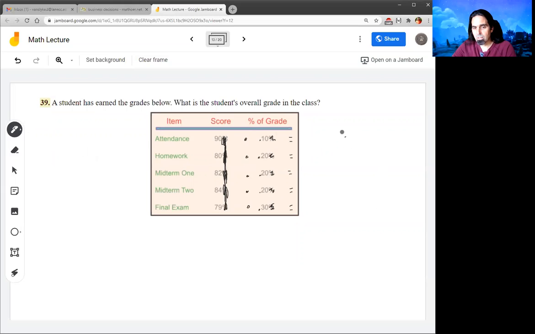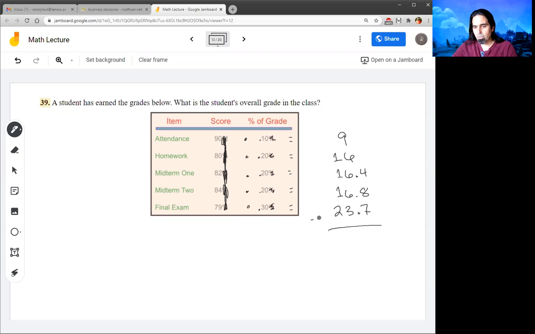Sorry, just 9. 90 times 0.1 is 9. 80 times 0.2 would be 16. 82 times 0.2 would be 16.4. 84 times 0.2 would be 16.8. 79 times 0.3 would be 23.7.